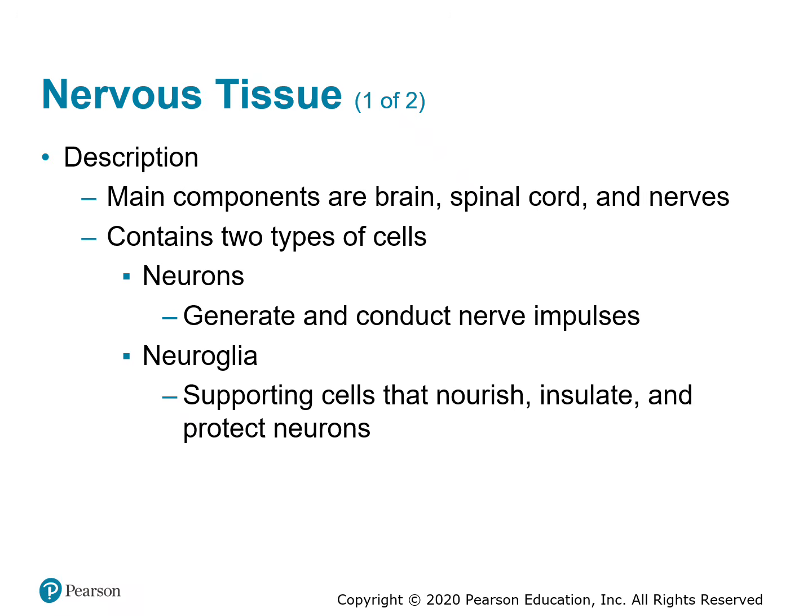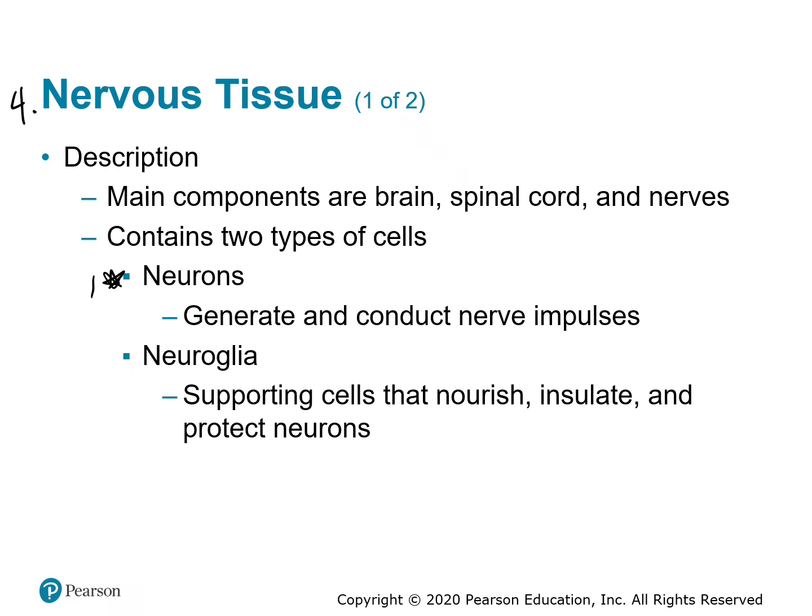And then nervous tissue, the fourth and final tissue. Main components are going to be your brain, your spinal cord, and any of your peripheral nerves. So there's a ton of those. There are two main types of cells in nervous tissue. The neurons, those are going to be the main guy. They're going to be the main character. They generate and conduct all of these nerve impulses that tell everything else what to do. So your neurons are going to be your main character.